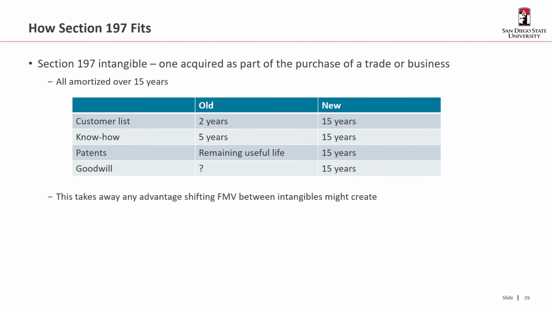All right. So Section 197 intangibles are ones that are acquired as part of the purchase of a trade or business, and they are all amortized over 15 years. And part of that is it takes away the advantage to trying to shift fair market value between different intangibles. That first off, the fair market value is difficult to pin down, and it might create incentive for taxpayers to try to do so.